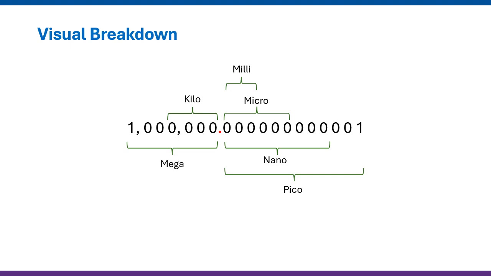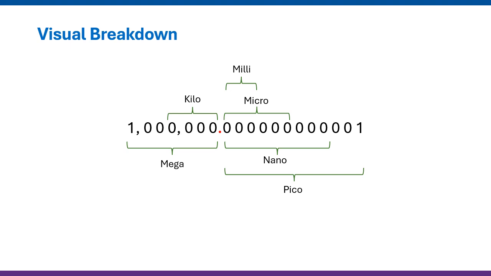So first, let's look at the visual breakdown of all this. Starting from the left side, you can see the kilo deals with the first thousands place. The mega, million places, and giga would be the billions place. I didn't have that here. And going to the right side, we have milli, which deals with the first three decimal places to the right of the decimal point. Micro, the next 3 or 6 places from the right of the decimal point. Nano, 9 places from the right of the decimal point. And pico, 12 places to the right of the decimal point. So that's a visual breakdown of how these things work.